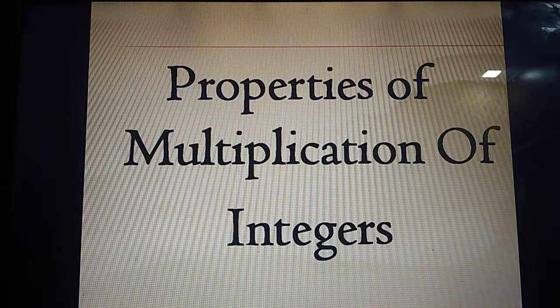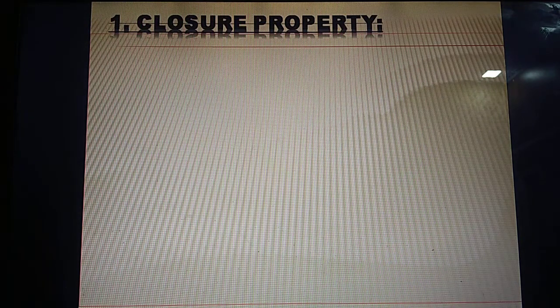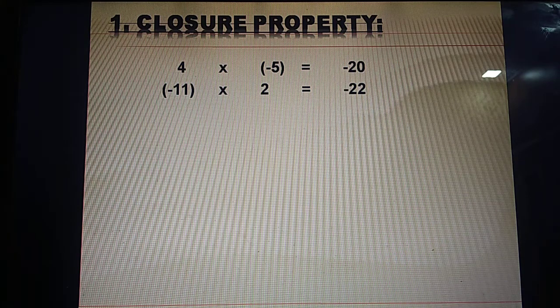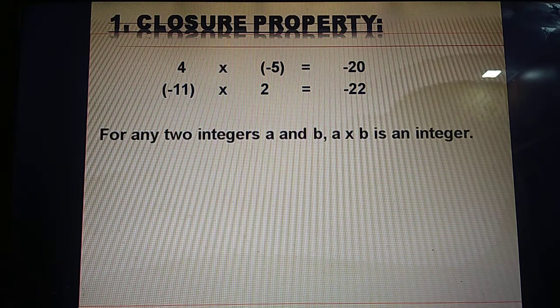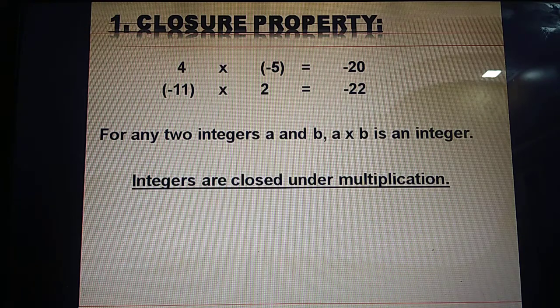Now, moving to properties of multiplication of integers. The first property is the closure property. Closure property means if we multiply two integers, the final answer is again an integer. Here we can see in both the examples, when we multiply the integers, we finally get an integer again. So you can state it as: for any two integers a and b, a into b is again an integer. So finally we can say integers are closed under multiplication.